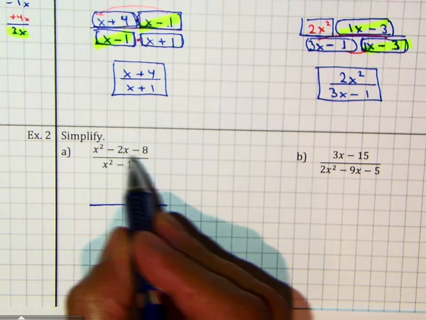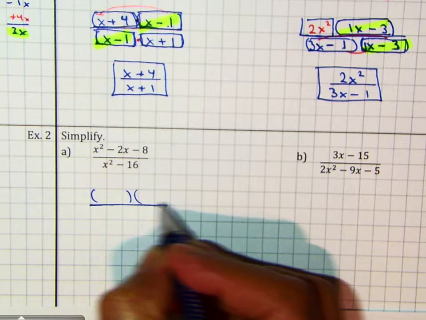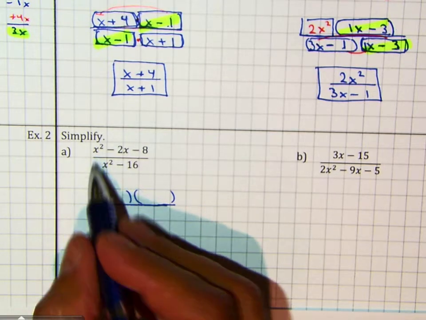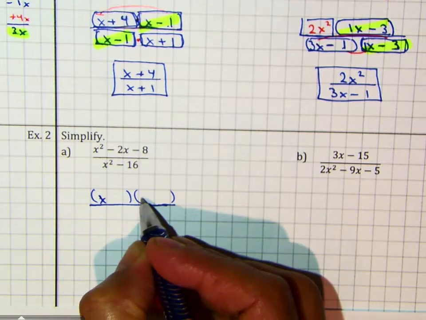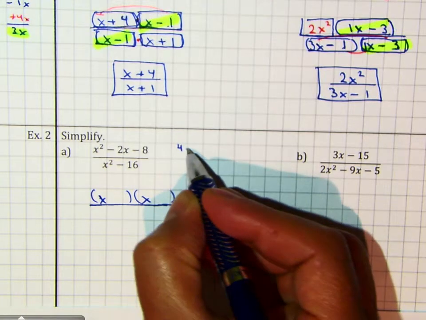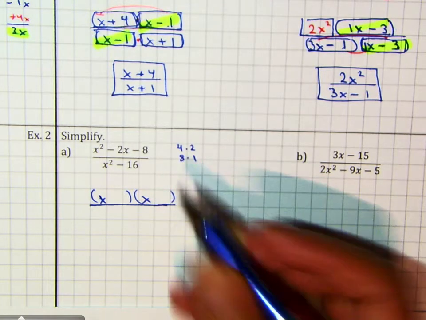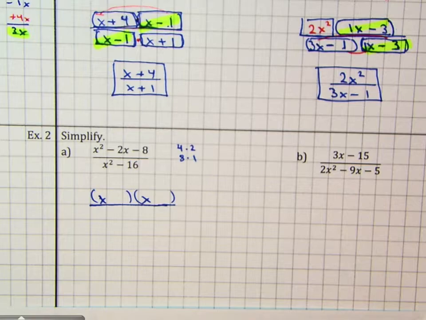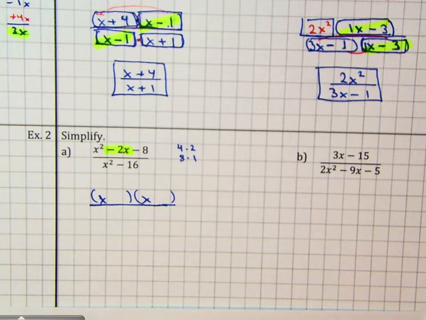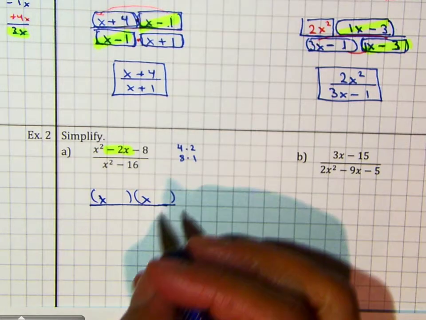We have 3 terms, so I'm going to use my double parentheses. Factors of x squared will give me x and x. Factors of 8 can be 4 times 2 or 8 times 1. I need to end up with a negative 2x. So what should I use? Correct, I should use 4 and 2.